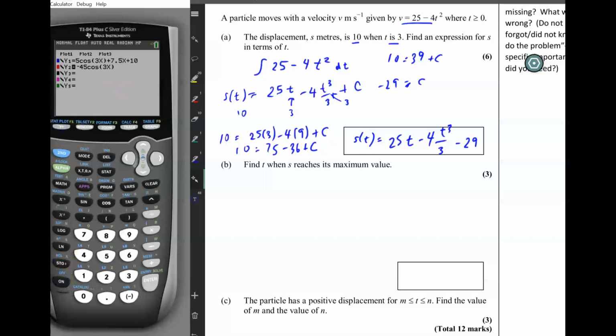So first thing you want to do is put the function into y equals so that we can graph it, and then we just want to see when it reaches its maximum value, kind of like what we did last time, except last time we were looking at the minimum value, right? So 25x, we just put x's instead of t's, and then we're going to put 4/3 x cubed, and then we're going to put minus 29. Okay, and then we're going to graph.